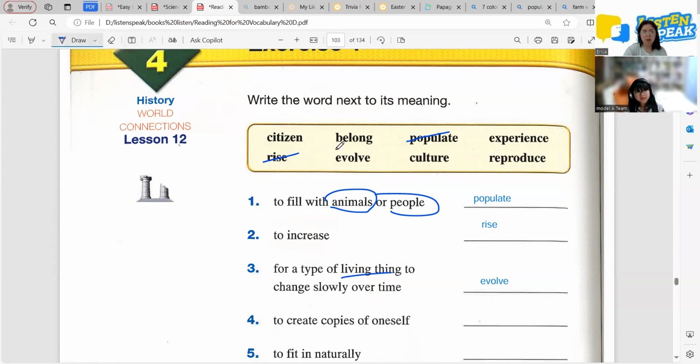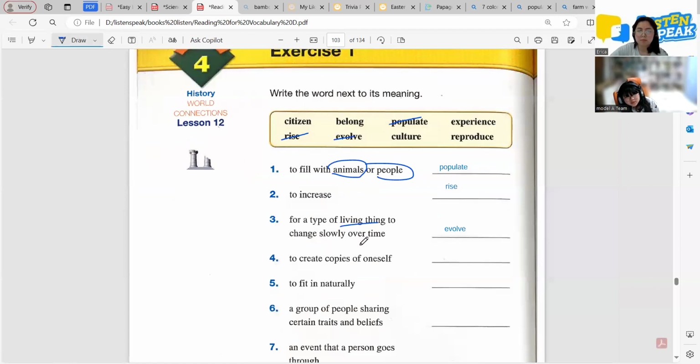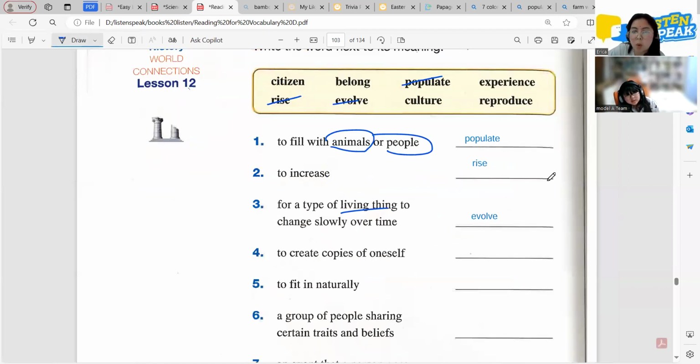Number four: to create copies of oneself. To make another copy of oneself. Let's say the chicken will make another chicken. The sheep will make another sheep. The answer is reproduce.